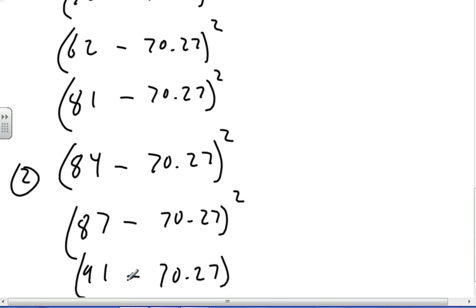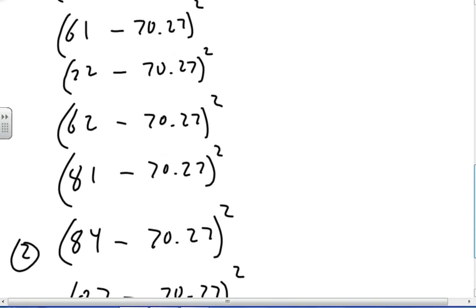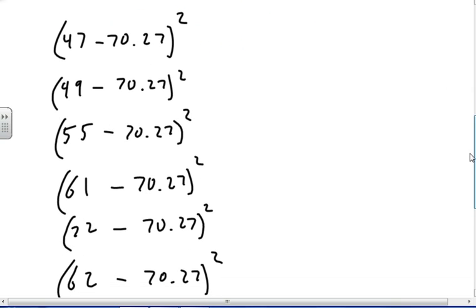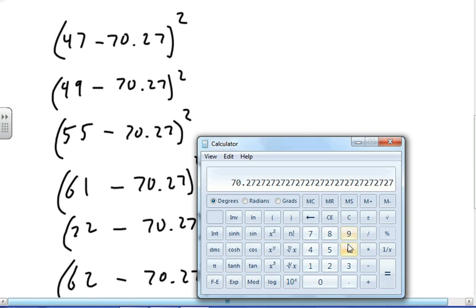70.27. Have you figured out what a giant pain in the butt this is yet? You should probably have figured that out already, right? So the chances of getting the right answer are slim and none, but we're going to do our best, right? I already messed it up.